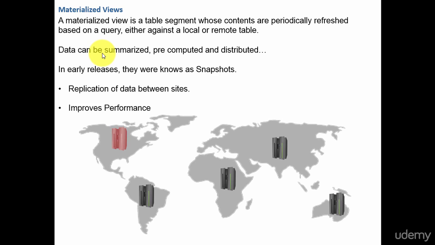So what are the advantages of materialized views? The main advantage of a materialized view is replication of data between sites. For example, you have data in North America and you have clients all over the world. If a person residing in Asia wants to access the data, he has to connect all the way to this server, right? Think about it. It creates a lot of network traffic to transfer the data from here to this user, right?